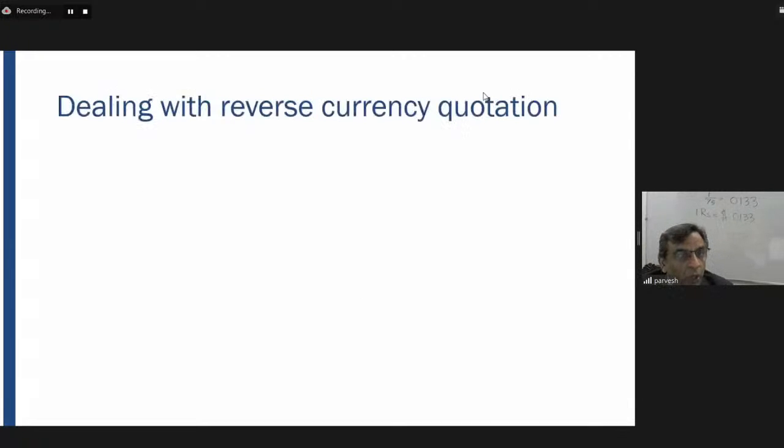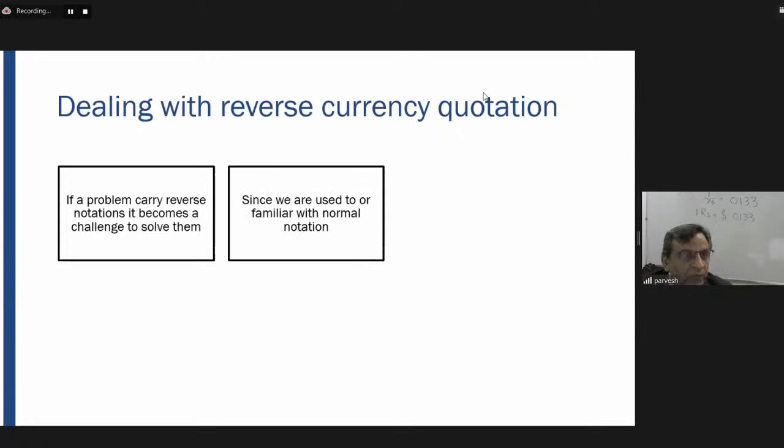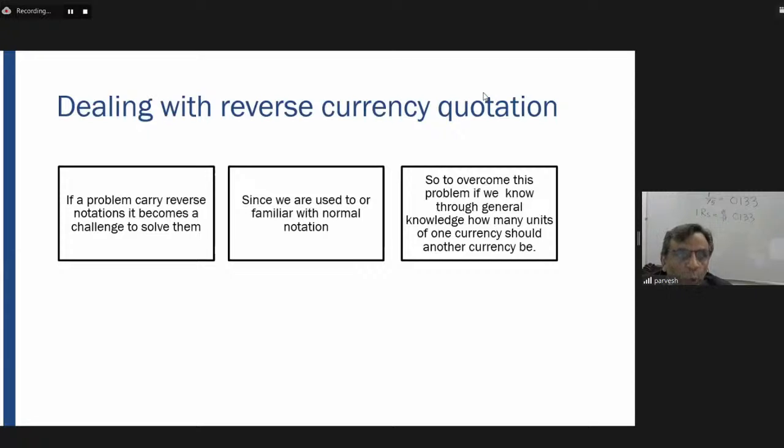Okay, fine. So now let's talk about the reverse notation. So far we have understood the normal way. If a problem carries a reverse notation, it becomes a challenge to solve it. So most students make mistakes because the quotation is not given in the normal order, which I have already explained. Since we are familiar with the normal quotation, we are tuned to look at it, but when it is the other way around, we are confused. So to overcome this problem, we use general knowledge of how many units of one currency should cost in terms of another currency. Now I'll explain that.